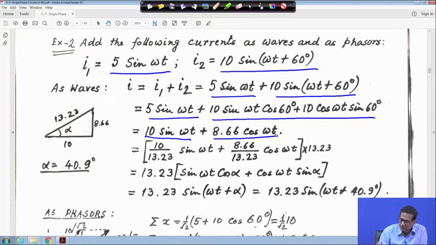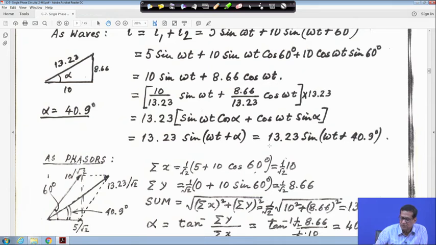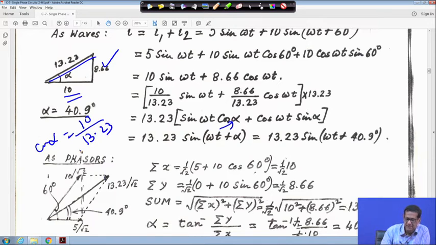Now what you will do is find the square root of 10 squared plus 8.66 squared, which will give 13.23. Then divide this quantity by 13.23 and multiply. If you do so, you get 10 by 13.23 sin omega t plus 8.66 by 13.23 cos omega t, all into 13.23. That means one side is 10 and the other is 8.66, the hypotenuse is 13.23, and this is alpha. So cos alpha is equal to 10 by 13.23, and sin alpha is equal to 8.66 by 13.23.